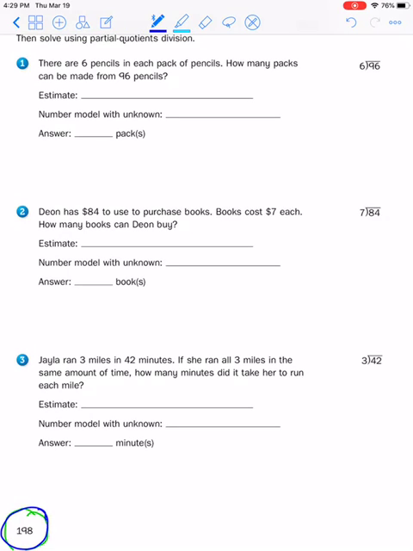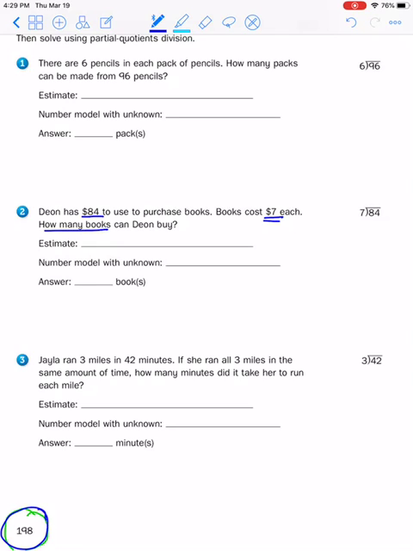So let's read number 2. It says, Dion has $84 to purchase books, and each book costs $7. How many books can Dion buy?